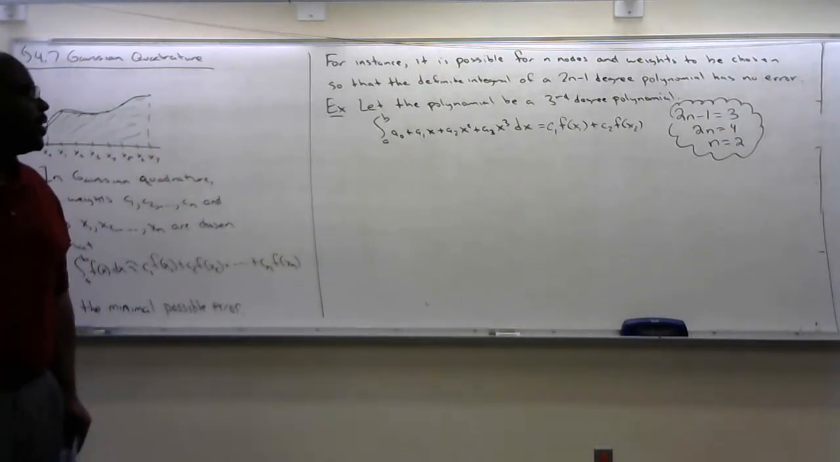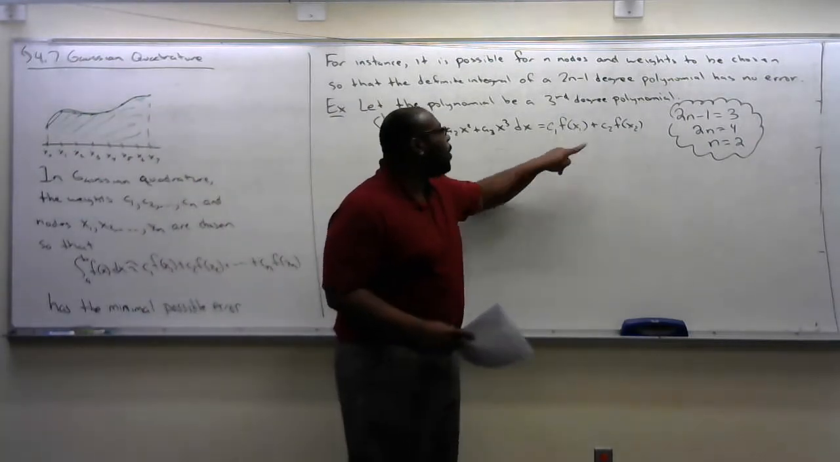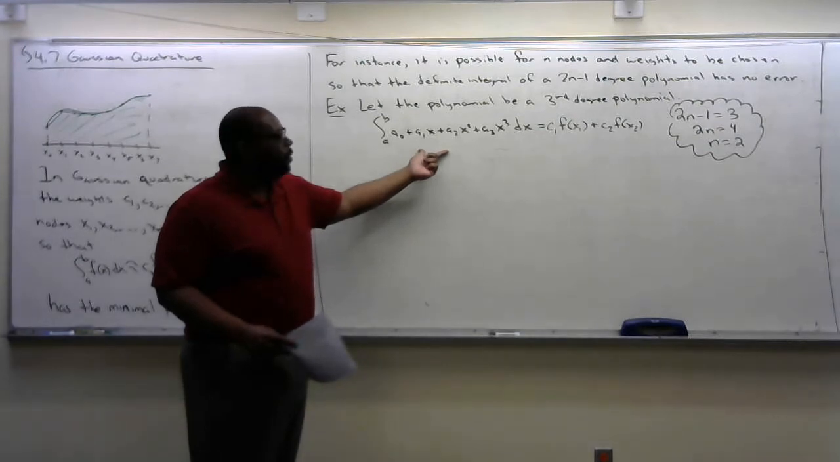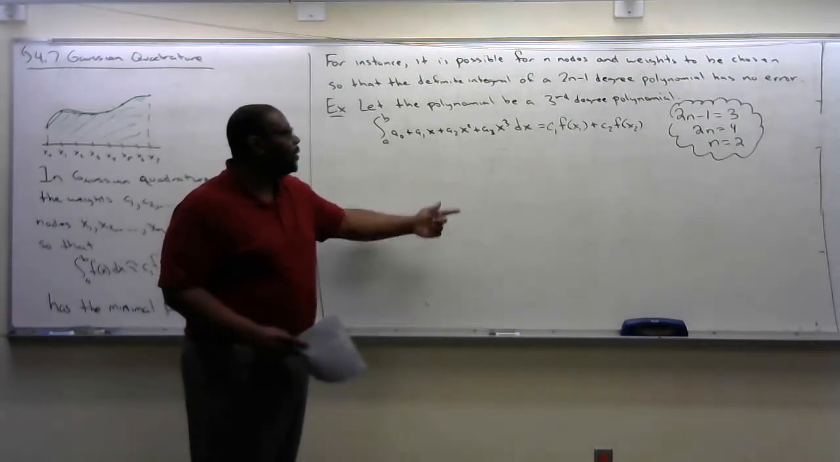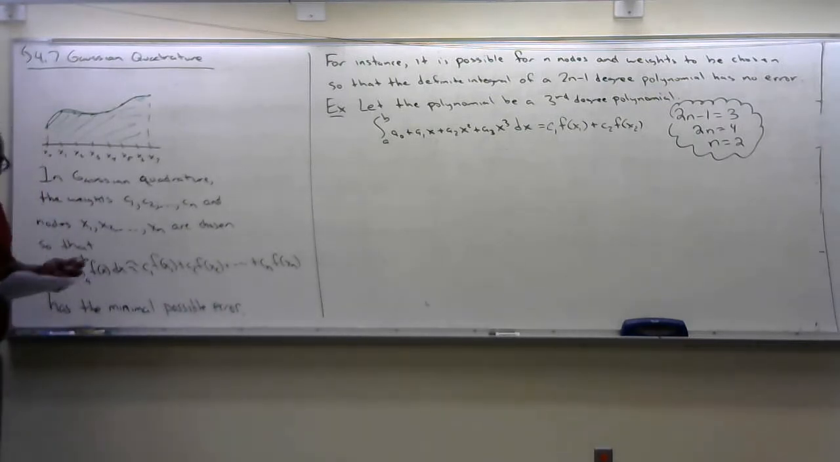You say, what magic is that? How can you use just 2 points to approximate the definite integral for any cubic polynomial you can think of? That seems crazy, but it's not crazy. Not at all. How can we do that?